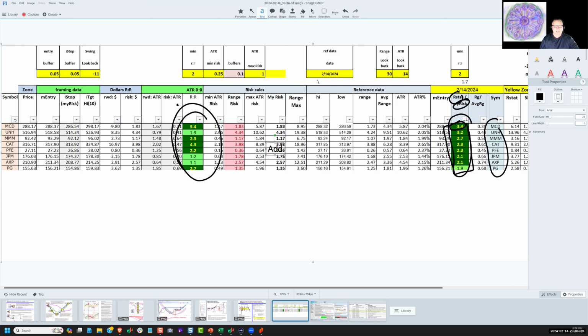So it turns out that for tomorrow, McDonald's is a great swing trade at 5.4 to 1 reward to risk. And then intraday, it has a 3.5 to 1 intraday reward to risk ratio. So this could be a compound trade for me tomorrow in McDonald's. Caterpillar is also very favorable at 4.3 to 1 as a swing and 2.3 to 1 as an intraday trade.